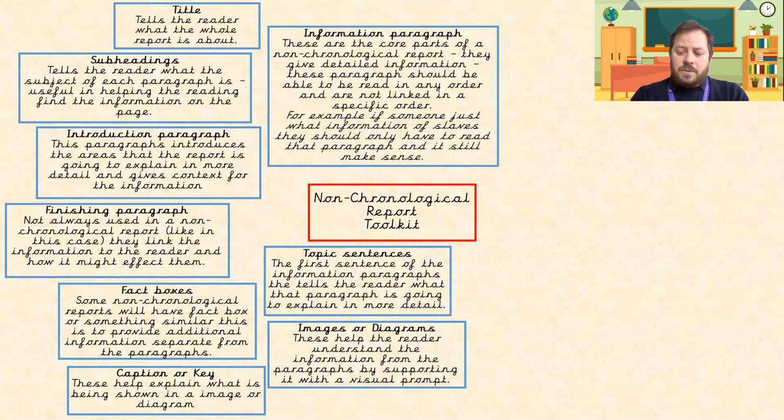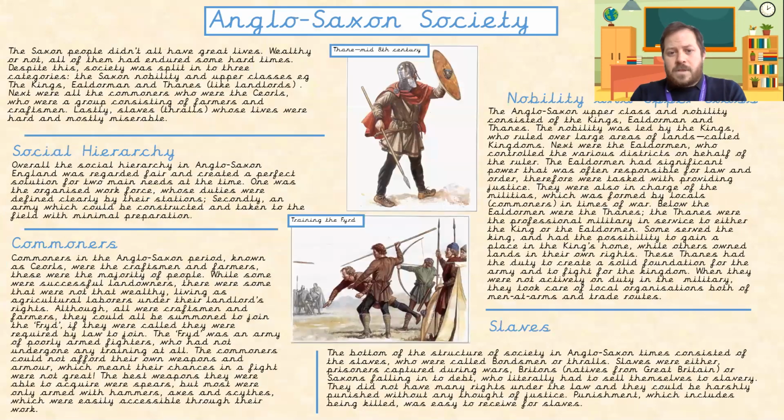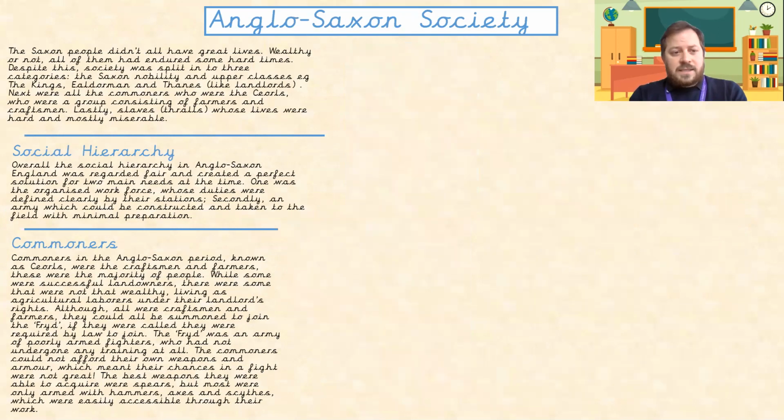So what we're going to do is have a look at the grammar and sentence level skills that can be used in a non-chronological report and how that can make our reports better. So back to our model text, we're going to draw as much as we can from the model text, and we're going to look at it in two halves. The first half we're going to look at is this half here. We're just going to pull out the things that we can see from this.